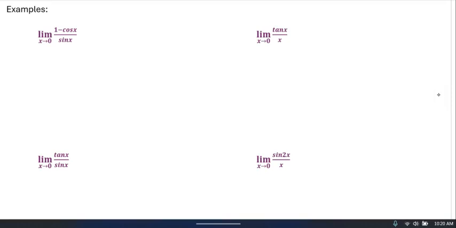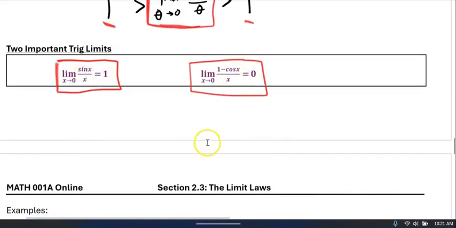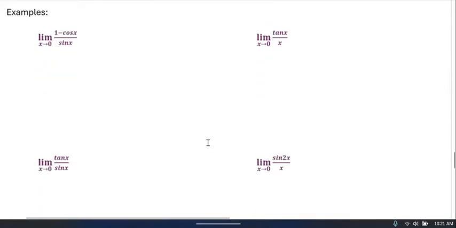Let's take a look at our first one. The limit as x goes to 0 of 1 minus cosine x over sine x. If we just were to plug in the 0, we would get 0 over 0, giving us that indeterminate form, so we have to do some more work. But you might notice that these look very familiar to the two things that were proved from above, that is, the sine x over x and the 1 minus cosine x over x, although it is missing the x.